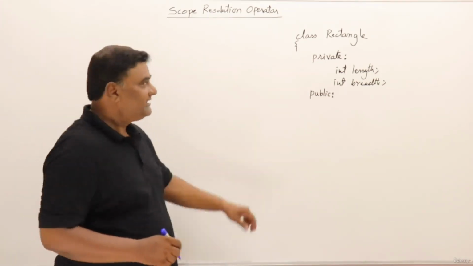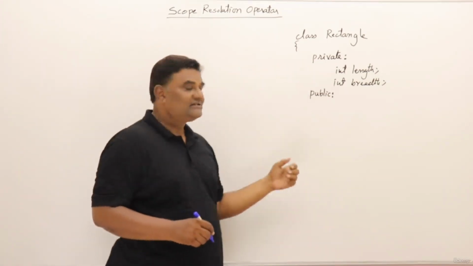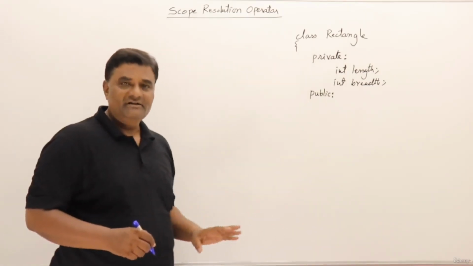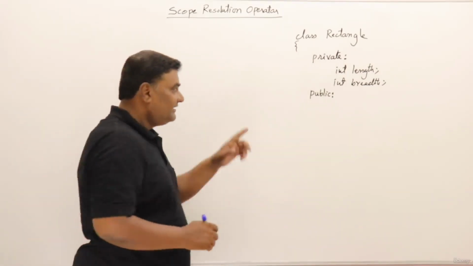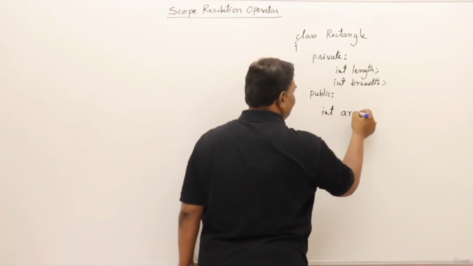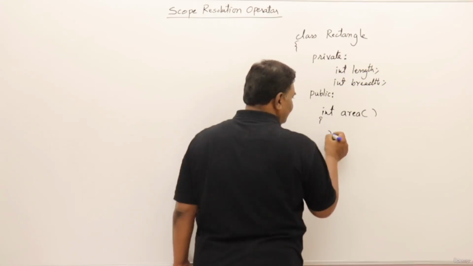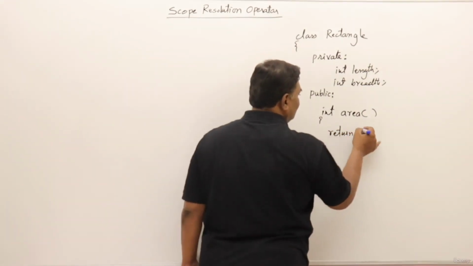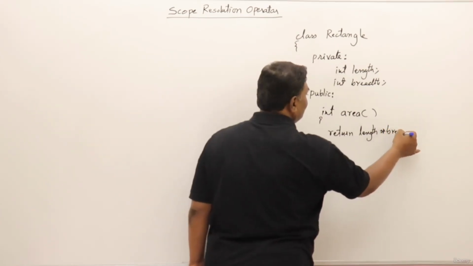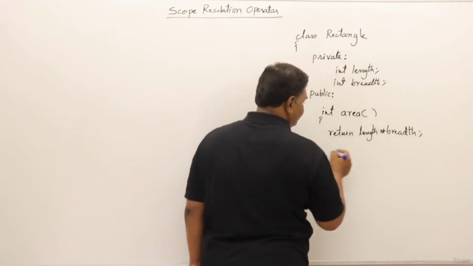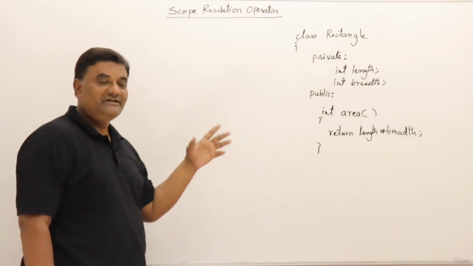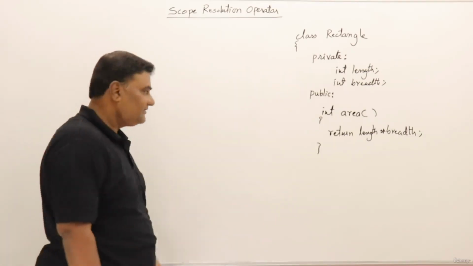For showing those methods, I have taken the same rectangle class. Already private data members are there. Assume that there is a complete class available here, but we are looking at only two functions. First, I will write a function for area. This will return length into breadth. This is one function. I have written the complete function, the body of the function, inside the class itself. This is one method.